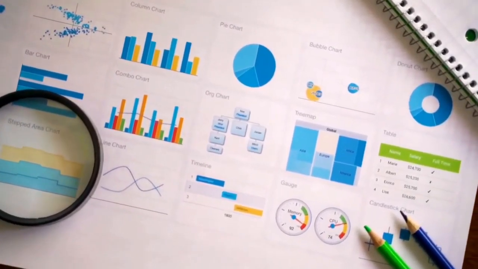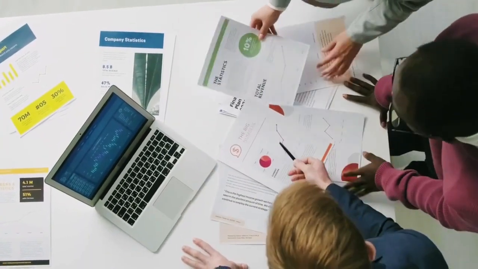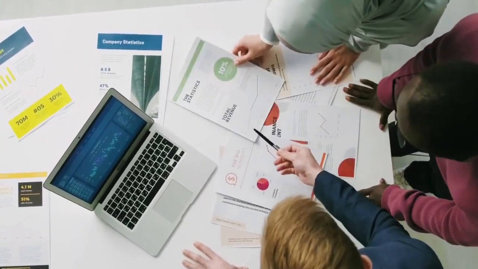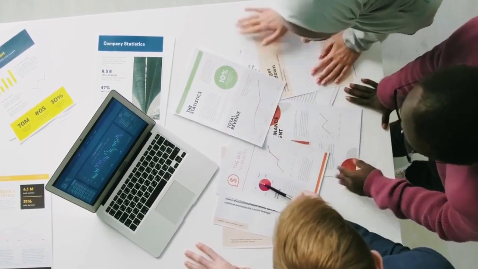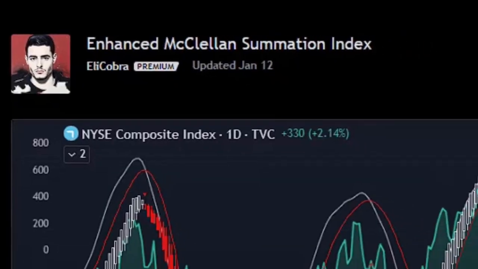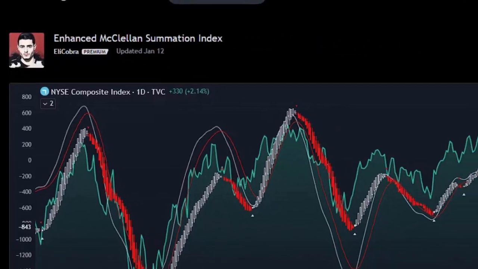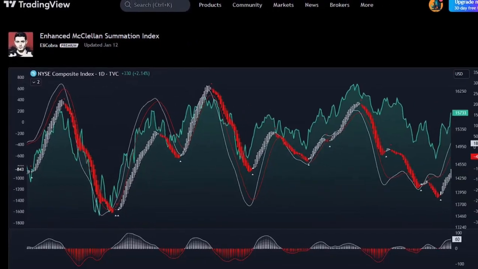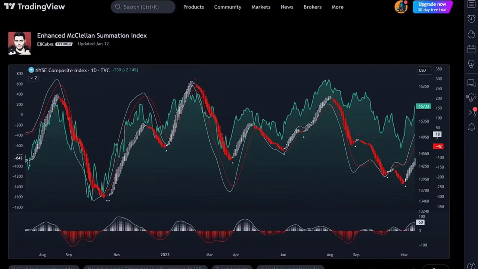Today, we're diving into a powerful trading tool that can enhance your analysis and give you a clearer picture of market trends. We're talking about the Enhanced McClellan Summation Index, or MSI for short. So, what exactly is the Enhanced McClellan Summation Index? It's a comprehensive tool that takes the traditional MSI indicator and kicks it up a notch by incorporating Heikin-Ashi visualization. The combination offers improved trend analysis and momentum insights for traders.